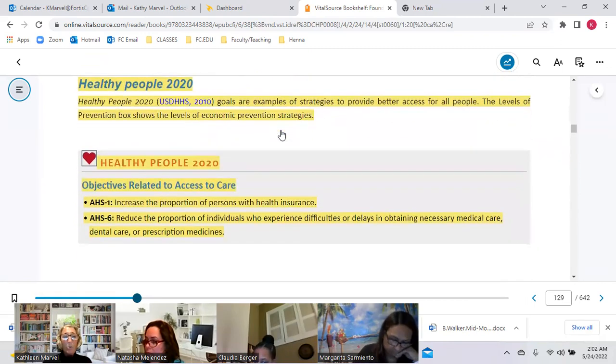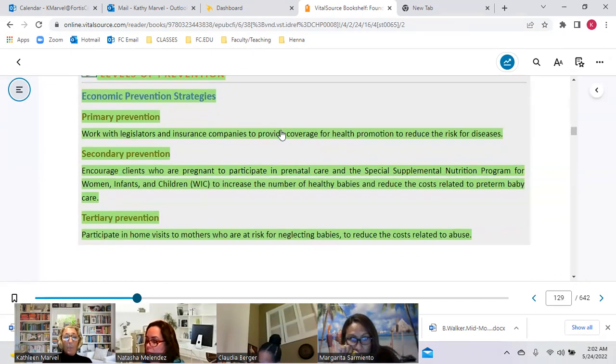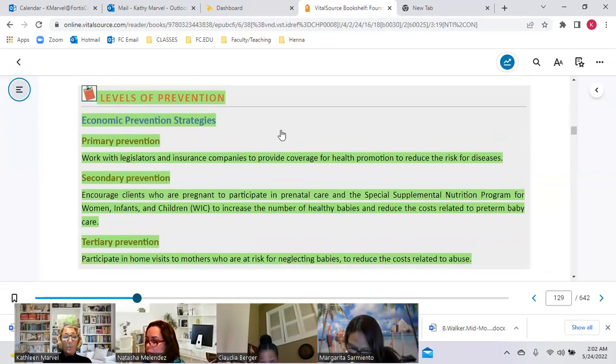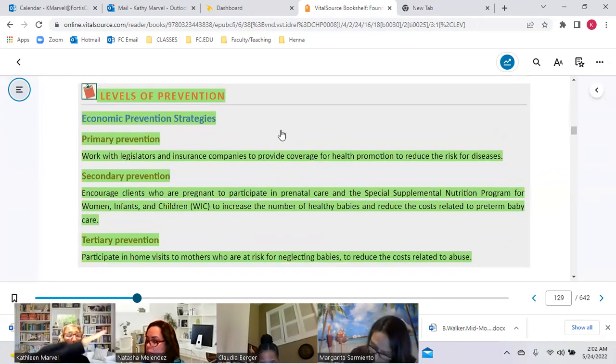And here's your Healthy People 2020 box with objectives related to access. They're simple: increase the proportion of people with health insurance, and reduce the proportion of people who experience difficulties and delays in obtaining medical, dental, or prescription care. And then here are our levels of prevention with regards to economic prevention strategies.